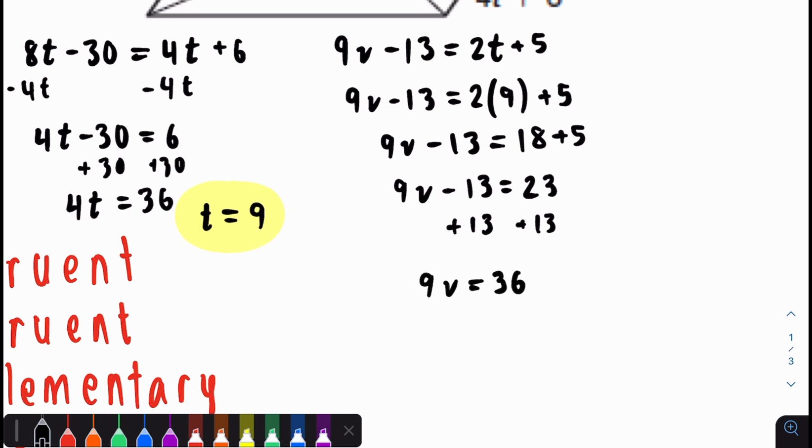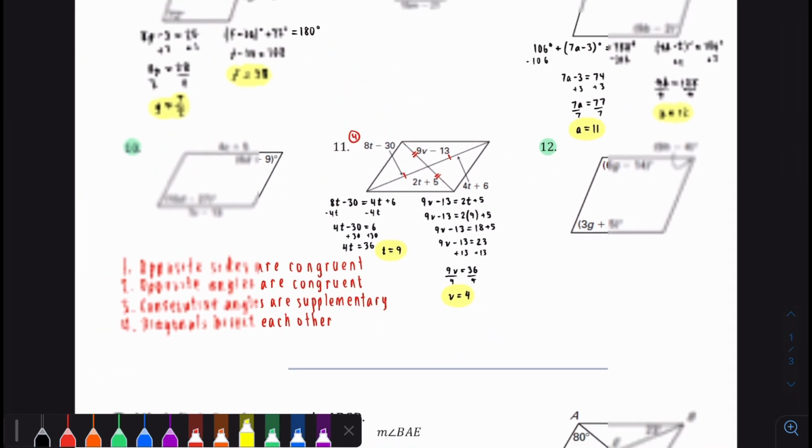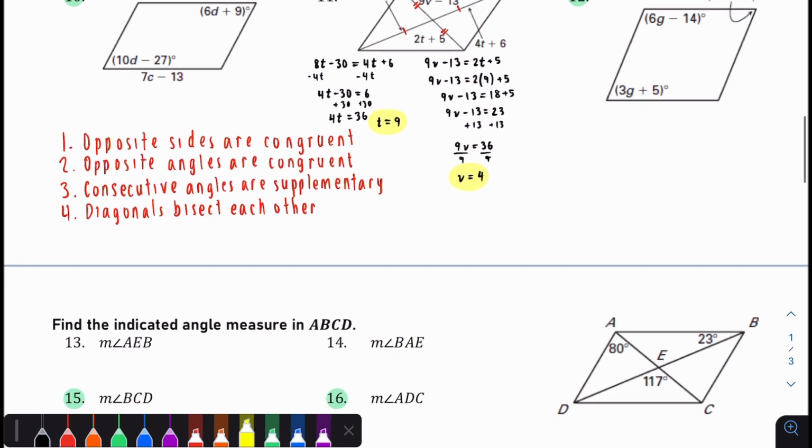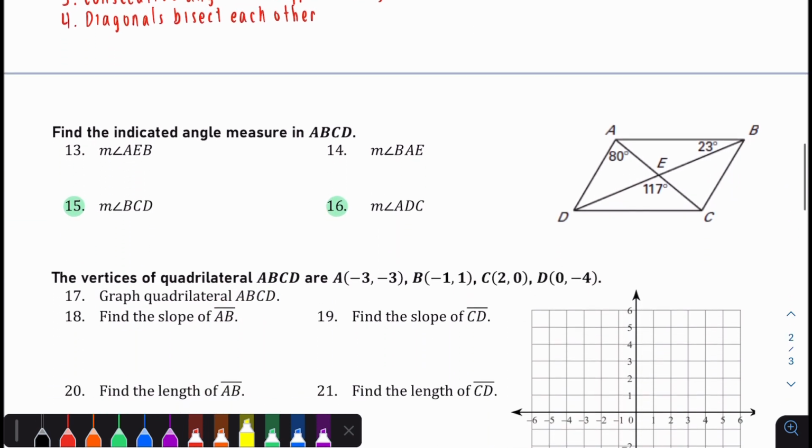So 9v equals 36. Divide both sides by 9, and v equals 4. So that's half of the front page. Now let's look at the back page.